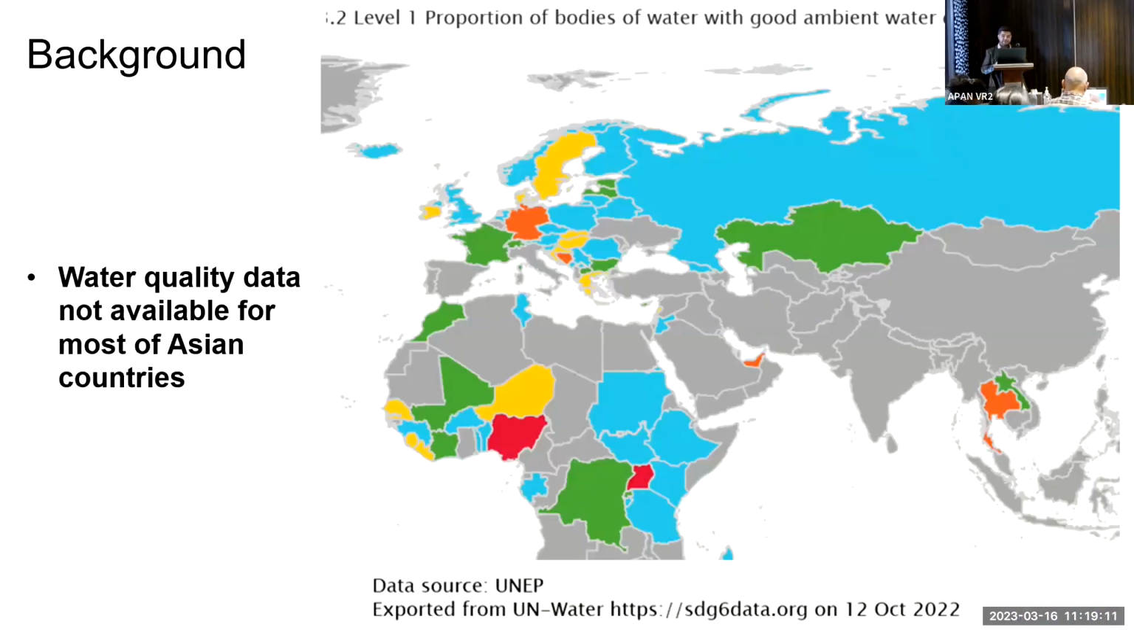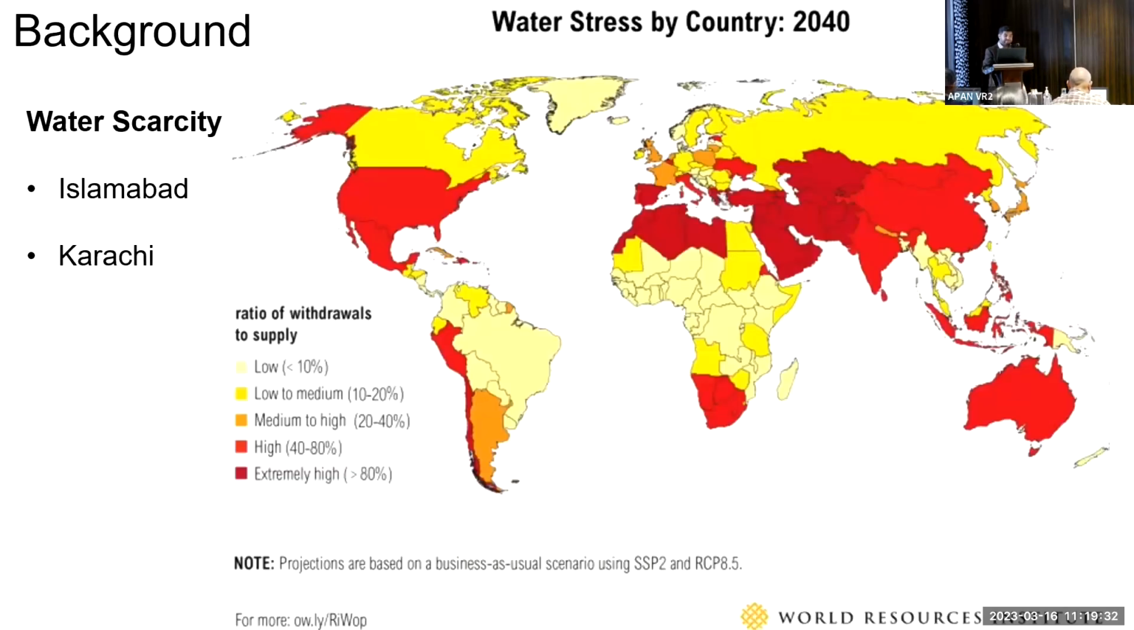This is an image that I took from the United Nations Environment Programme's website. We can see that for most of the countries, parameters about water quality are available. But when we come to the Asian countries in this region, except a few countries, we don't have any parameters about what's happening, whether the lakes are contaminated or not. Especially keeping in view that this region is going to be severely impacted by water scarcity.